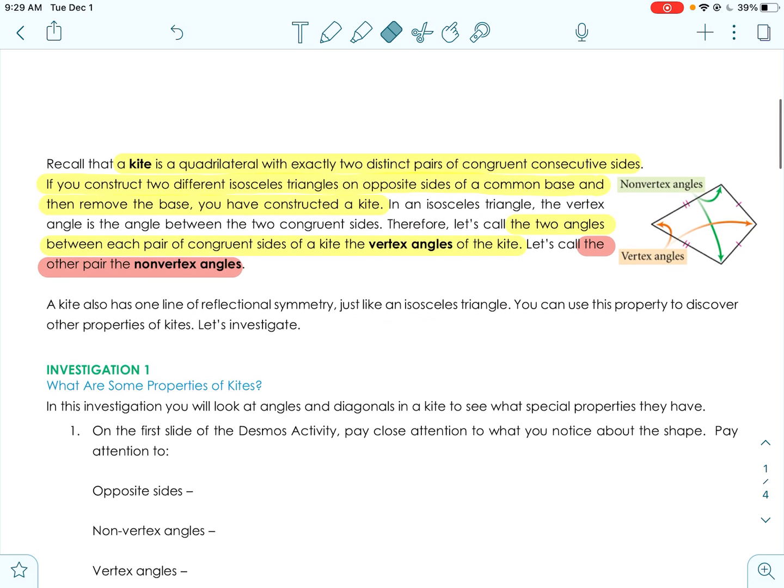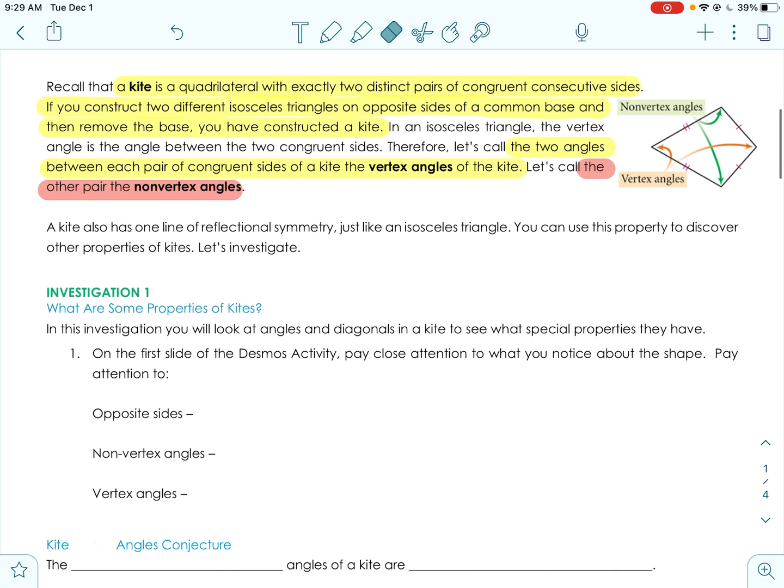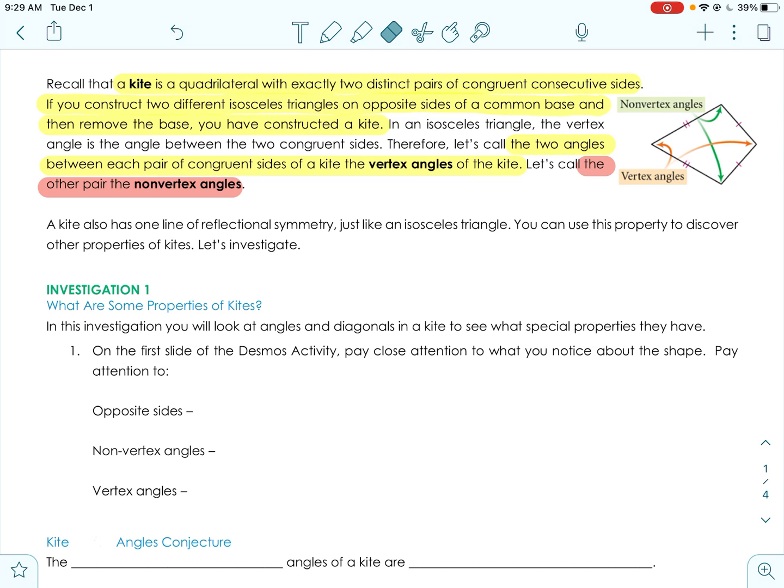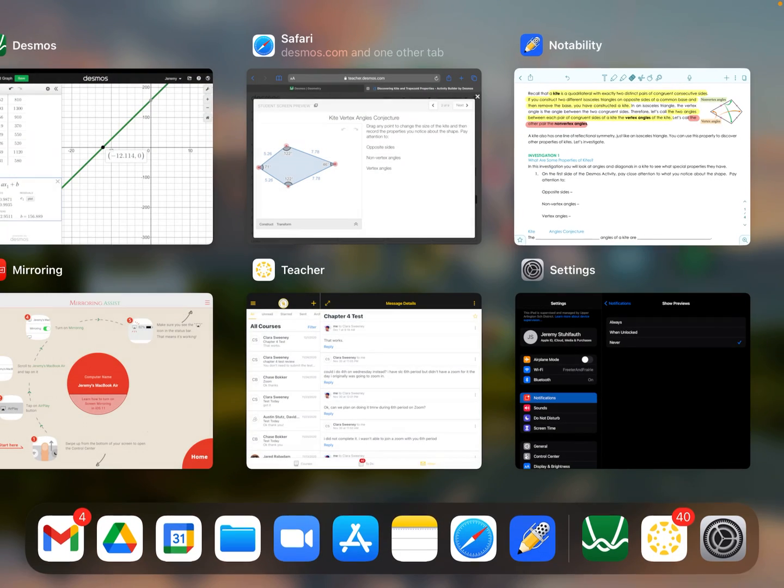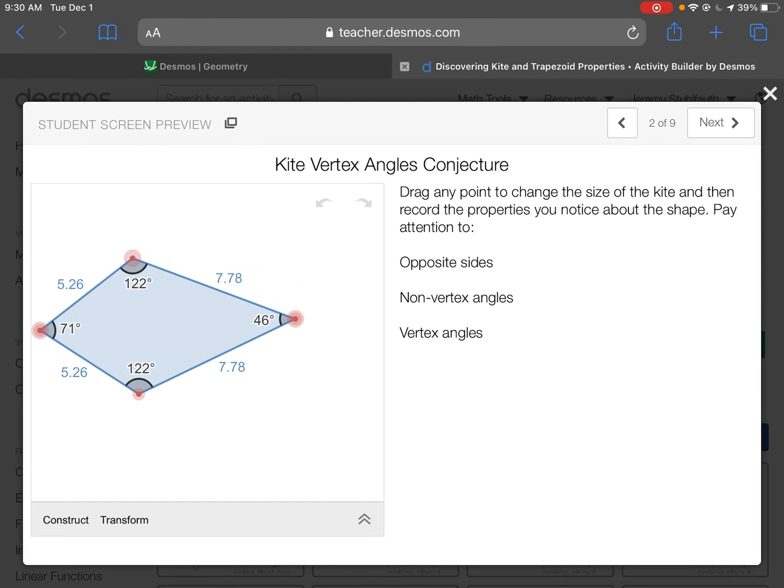So what we're going to do is explore some different properties of kites first. We're going to start by looking at some slides on Desmos and making some observations, and then we're going to take those observations and use inductive reasoning to come up with conjectures. So the first thing we're going to look at is whether we can make a conjecture about the angles of a kite.